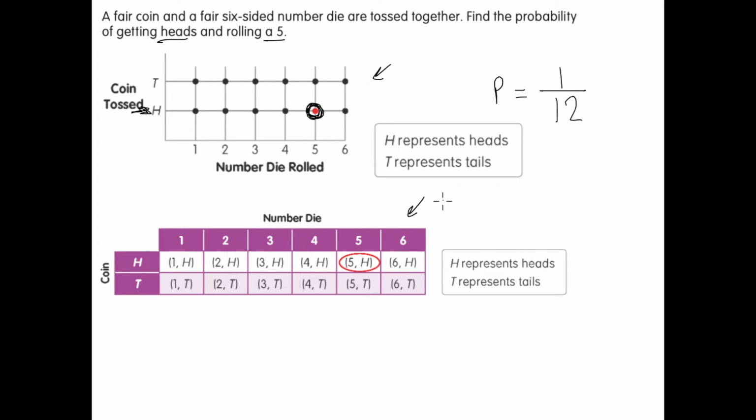This table below is another possibility model that could represent this. So this possibility diagram is just set up in a table, and it's the same concept. We have heads, we have tails, and then we have the 6 possible outcomes of the number die. So it shows us again all 12 possible outcomes. Still a probability of 1 out of 12, just another way to show this in a diagram.